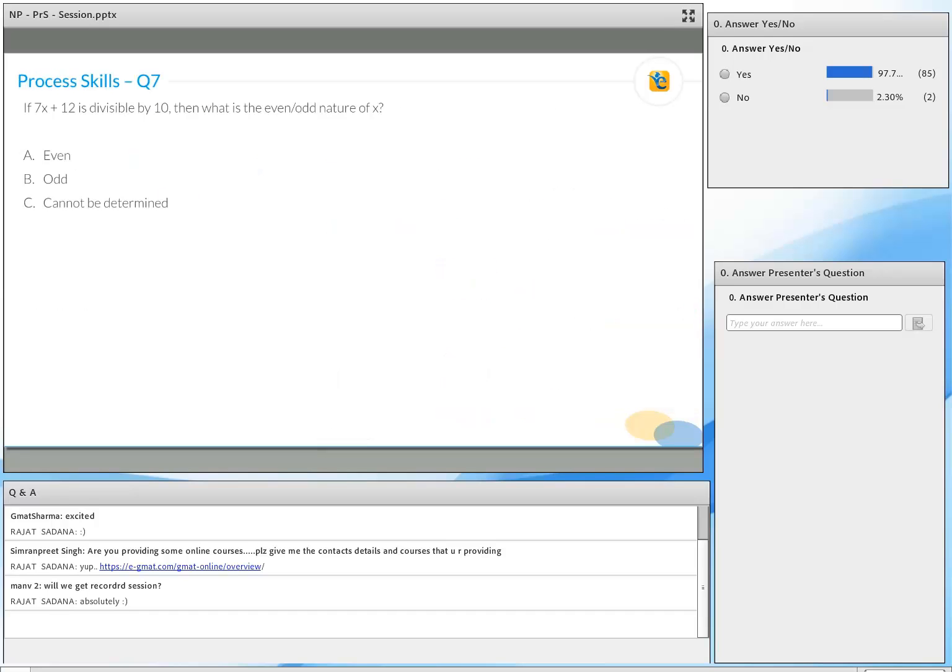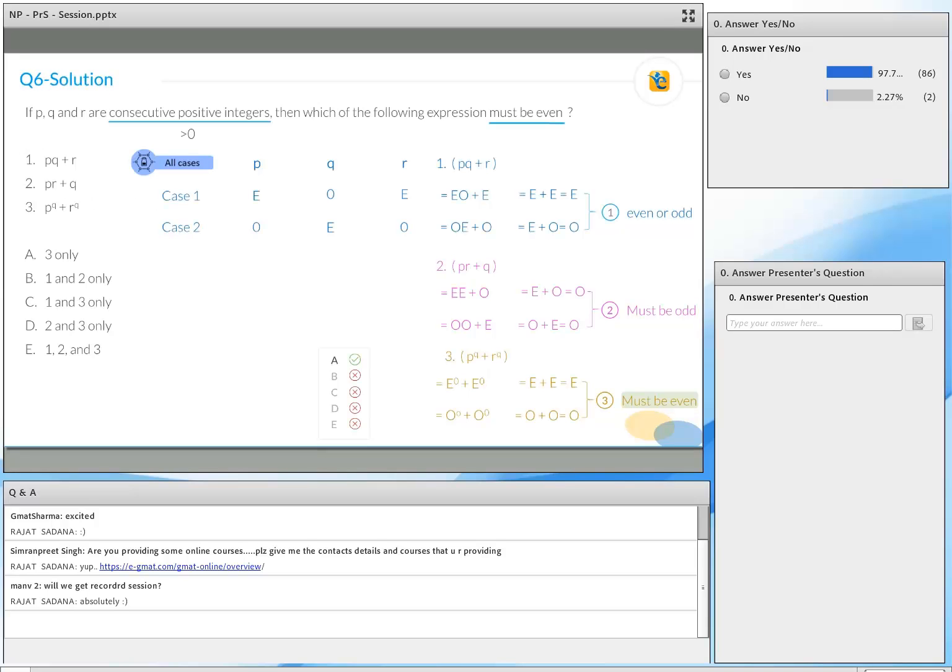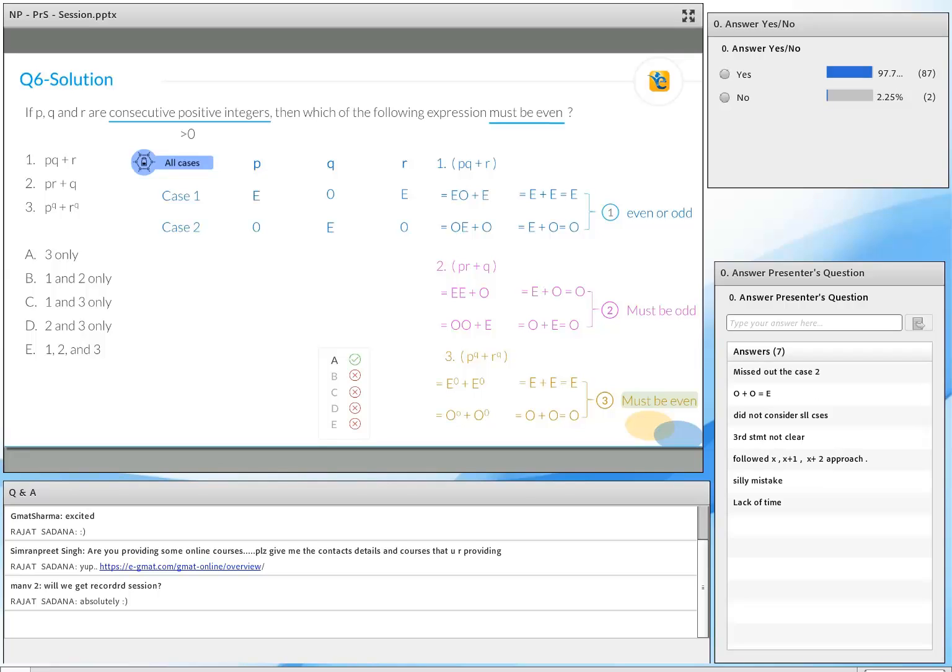So again, all we are doing is drawing the inferences, and we need to consider the cases. If you missed out case number 2, it means that you didn't apply the process skill of considering all cases. Very, very important. So I want you to take that feedback: did not consider all cases. Good. It's okay to make those mistakes right now.